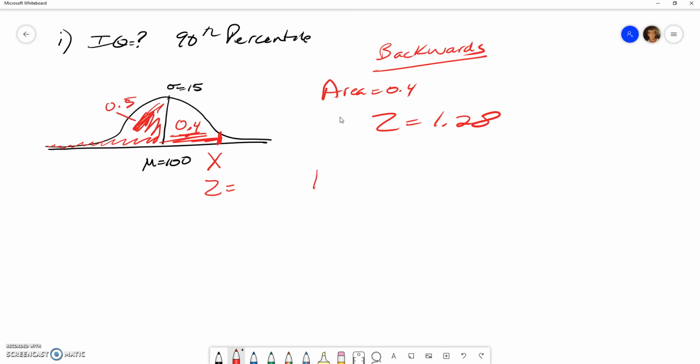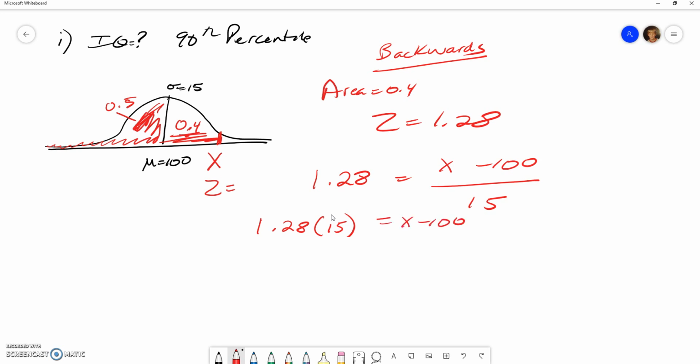We put this into our formula. 1.28 is Z equals X minus the average divided by 15. So if we carry out this calculation, I'll just show you how to do this. We're going to multiply the standard deviation on the left side. We're left with X minus 100. So the left side equals 19.2. 19.2 equals X minus 100. We're going to add 100 to both sides. So we get 119.2 equals X.